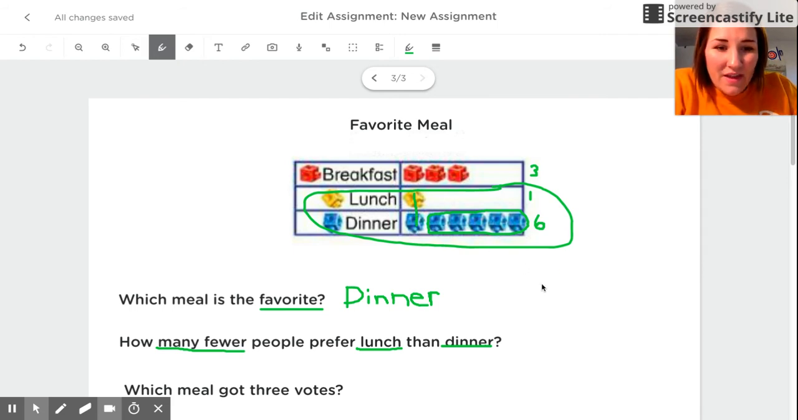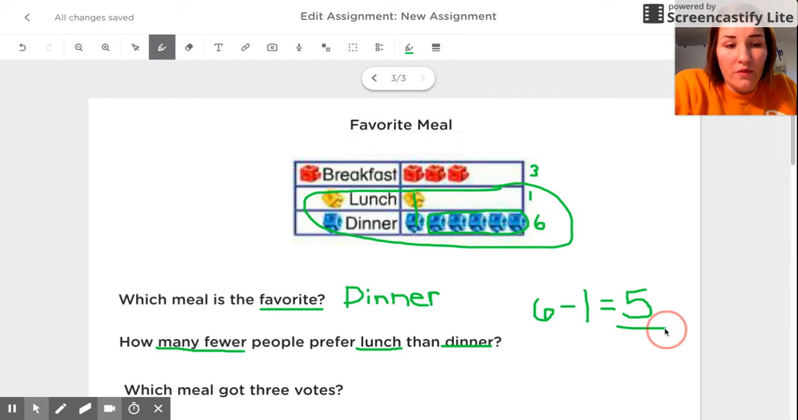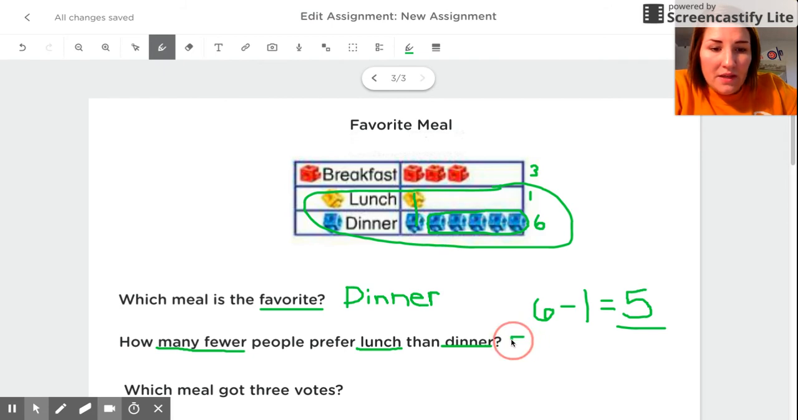So if 6 of them chose dinner as their favorite and only 1 voted for lunch, that means lunch had 5 fewer votes, or dinner had 5 more. This one in particular says how many fewer. So we know that either way it's 5 when I'm comparing the difference between the two. But lunch had 5 fewer votes.